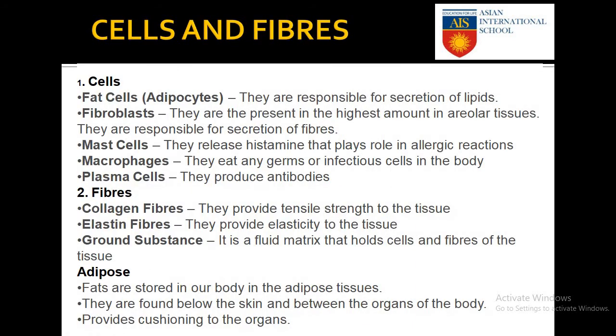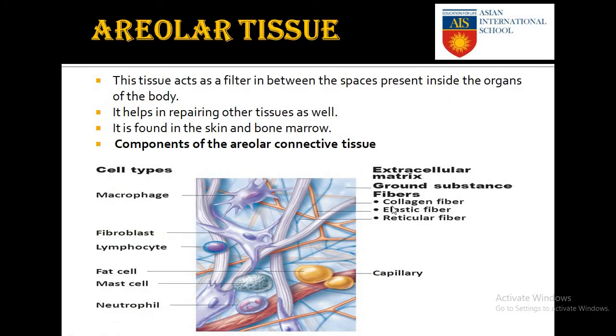Now fibers. There are three fibers: collagen fibers, elastin fibers, and ground substances. Collagen fibers provide tensile strength to the tissues. Elastin provides elasticity, and ground substance is a fluid matrix that holds cells and fibers of the tissue. So collagen provides tensile strength; elastic fiber provides elasticity; and ground substance binds cells and fibers.